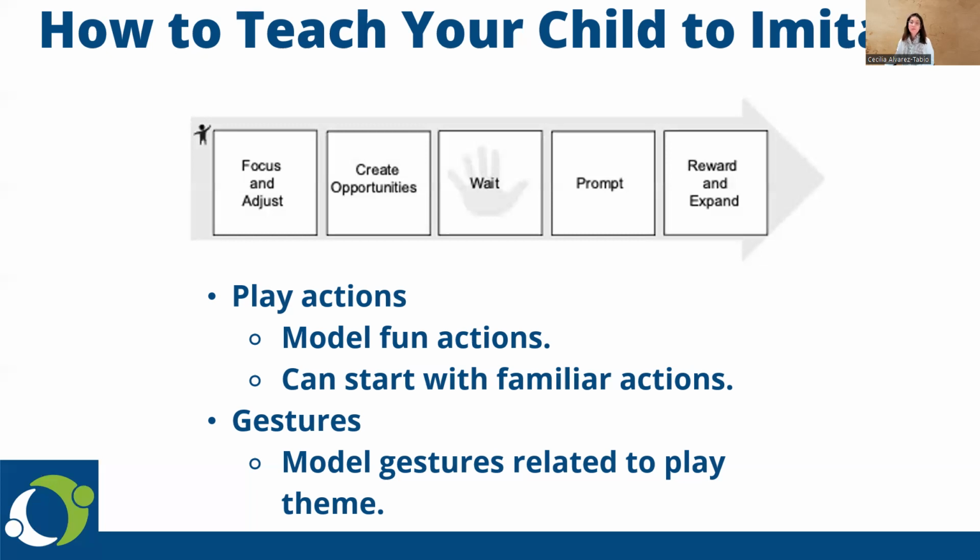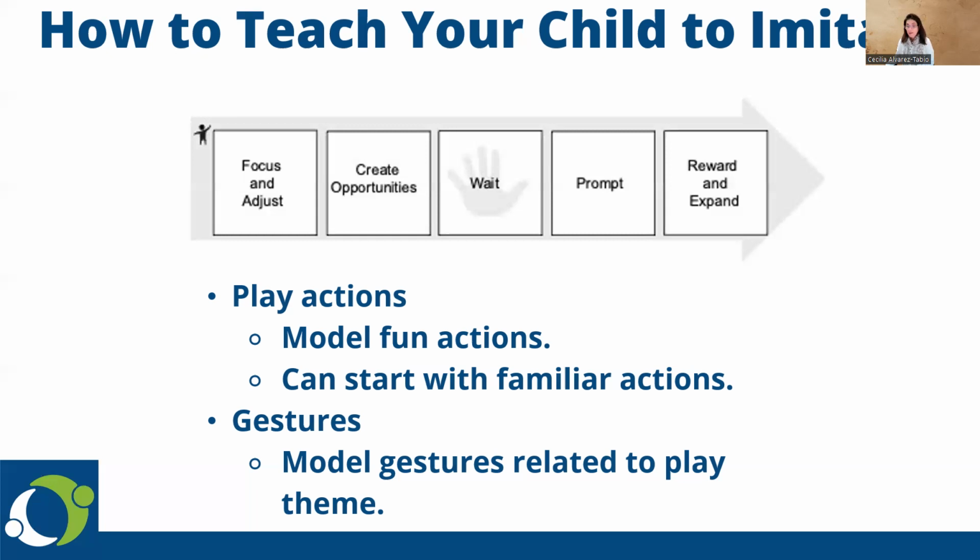Remember to model an action for your child to imitate only about 1/3 of the time to make sure your child doesn't get discouraged. The rest of the time, continue to imitate your child's play. At this point, don't worry about teaching specific play skills. Instead, model fun actions your child is likely to want to imitate.